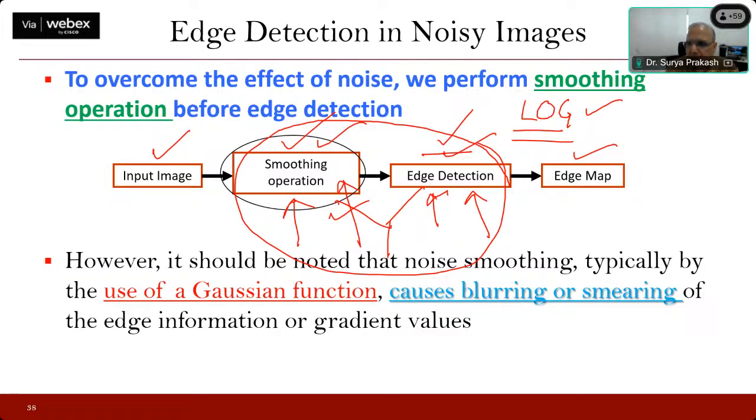Similarly, there's another operator called the DOG operator, difference of Gaussian, which is in a sense an approximation of LOG. That also combines the removal of noise and computation of the edges. By making use of these operators, which combine noise removal and edge detection, I think the effect of this blurriness can be avoided.